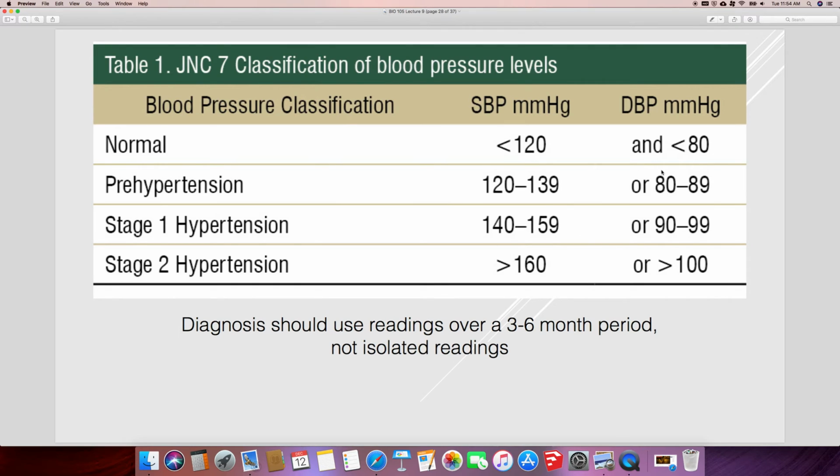So this is just showing some of these classifications. Again, I believe this has changed now. As far as diagnosis, it should really take an extended period of time, over a 3 to 6 month period, and not use isolated readings when it comes to diagnosing blood pressure.